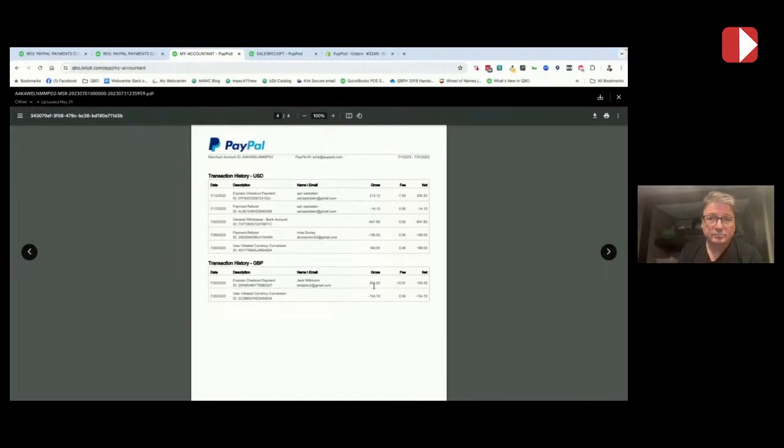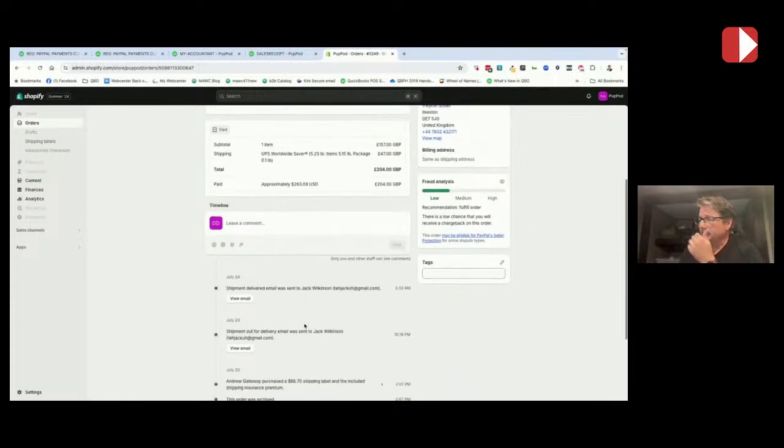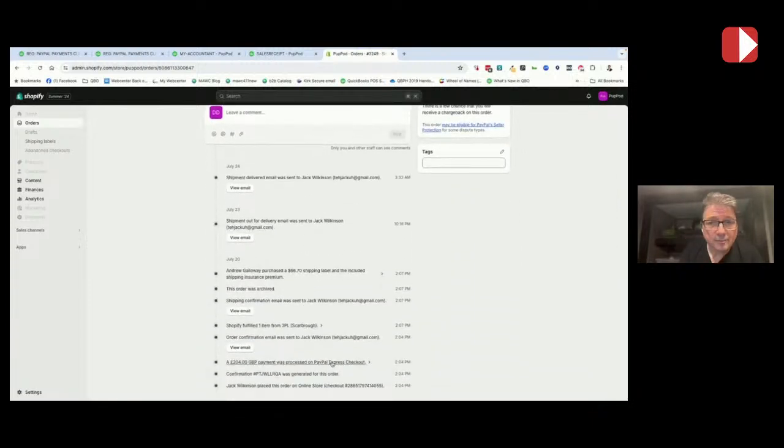Now, how does this all play out with regards to US dollars? Let's take a look at that sale here in Shopify. Here is the sale in Shopify. Here we can see that's 204 pounds, and the amount that's paid is $263.08. This was done through PayPal. If you can see down here in the Shopify history, there is a PayPal Express checkout, so that aligns with the sale.